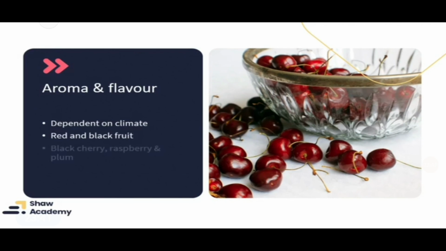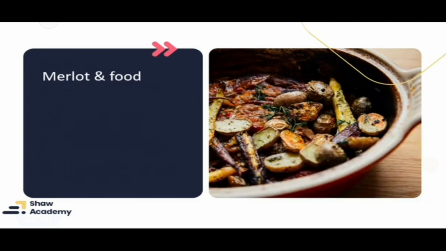Merlot displays loads of red fruits as well as black fruit characteristics such as black cherry, raspberry, and plum. With oak aging, it can express notes of tobacco, vanilla, and mocha.